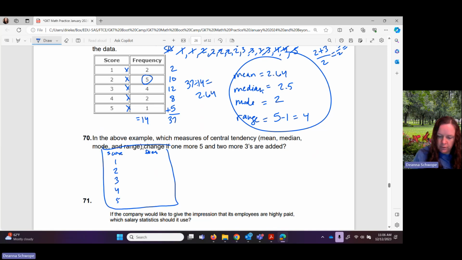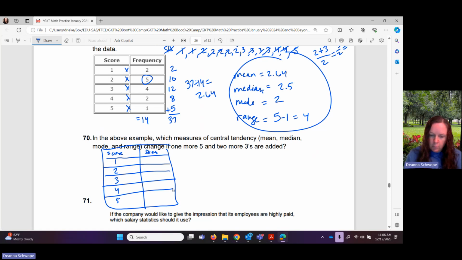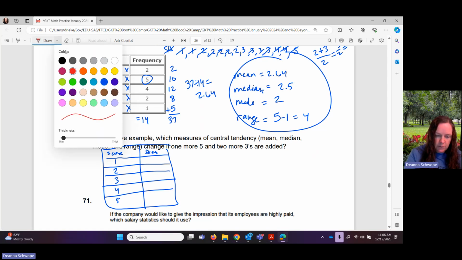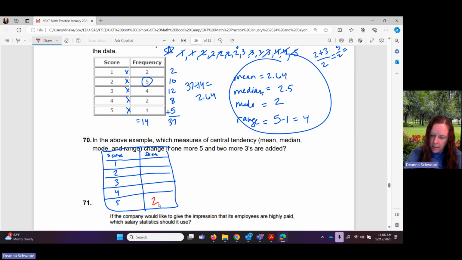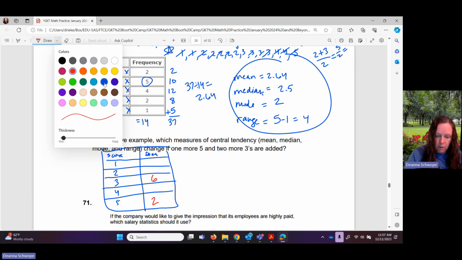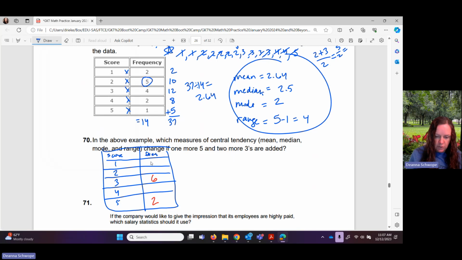So I could make the chart with the new ones in it. So again, what we just did, and I'll put it in a different color so I remember, is 1 more 5. So 5 actually became 2 5s and 2 more 3s. So 3 actually became 6 3s. And then the other ones all stayed the same. So there's still 2 of those, 5 of those, and 2 of those.